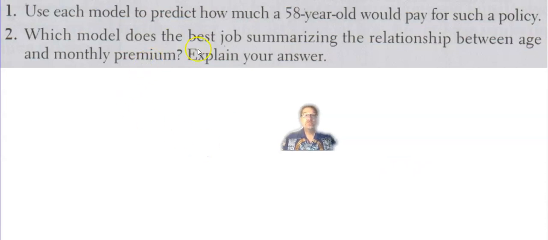So they want us to use each model to predict how much a 58-year-old would pay for such a policy. And then which model does the best, because 58 wasn't on the list. We counted by 5 years, so that 58 would be a gap. He would have a different premium than the other ones. And then which model does the best job summarizing the relationship between age and monthly premium? And then explain that answer. Alrighty.